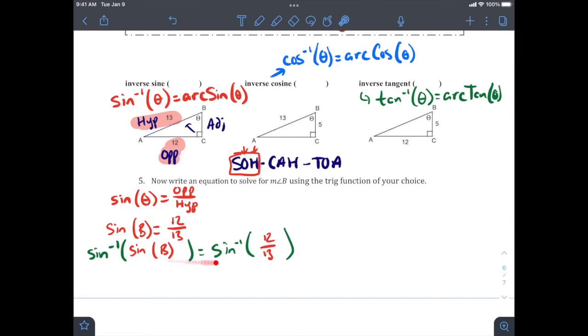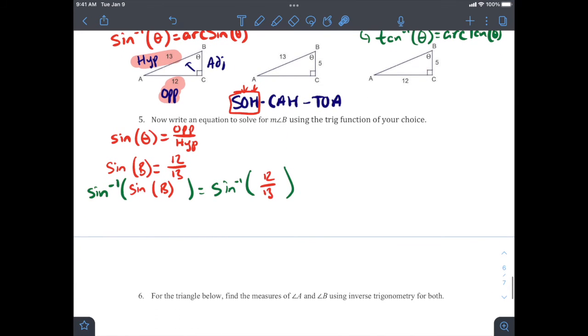I need to do this on both sides of the equation to keep it balanced, but here's the trick for this. Because I've got sine and inverse sine next to each other, and they're inverses, that is going to cause these two functions to cancel each other out, the sine and the inverse sine, because they're inverses of each other. And that gives me here that B, my angle, has to equal the inverse sine of 12 over 13.